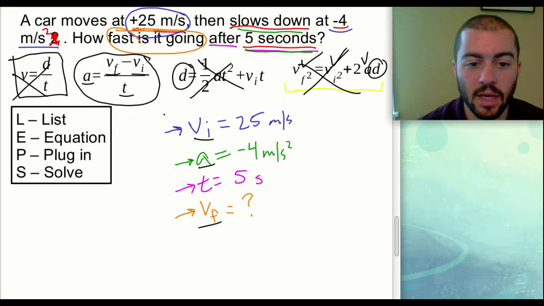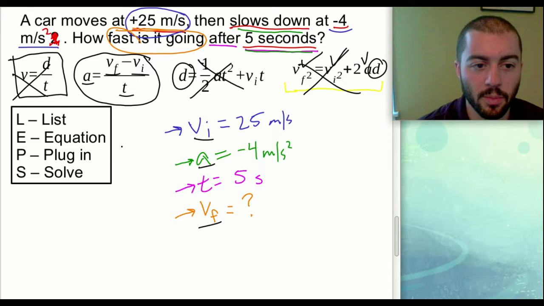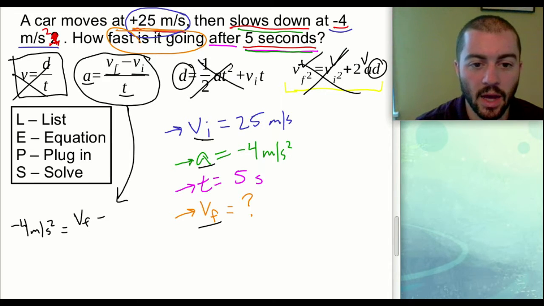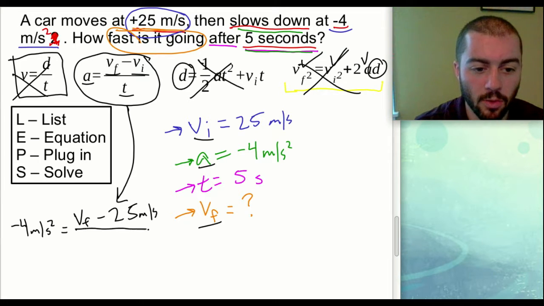So now we're just going to take all the information from our list and plug it in to this formula. So A we have is negative 4 meters per second squared, so I'm just going to plug in down here. So we have negative 4 meters per second squared equals VF, which is our unknown, so we can leave that as a variable, minus VI, which is 25, and then over time, which was 5 seconds.